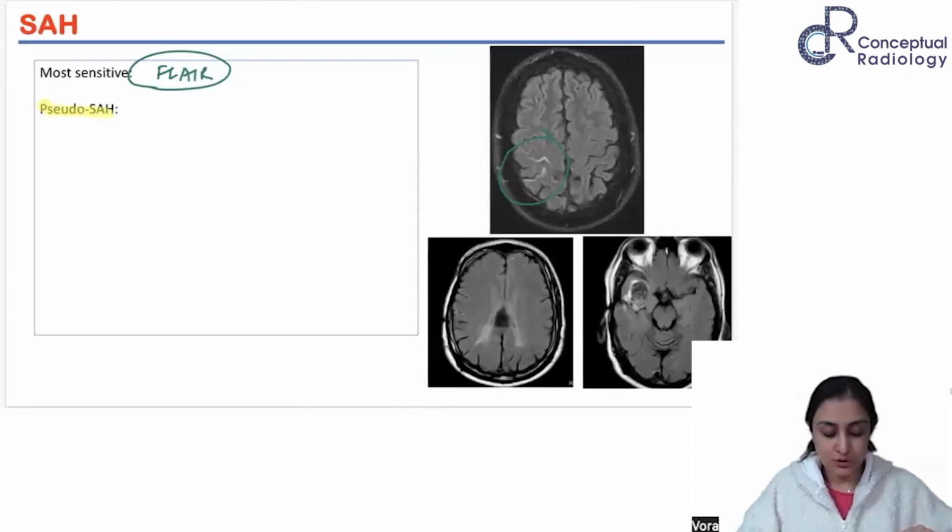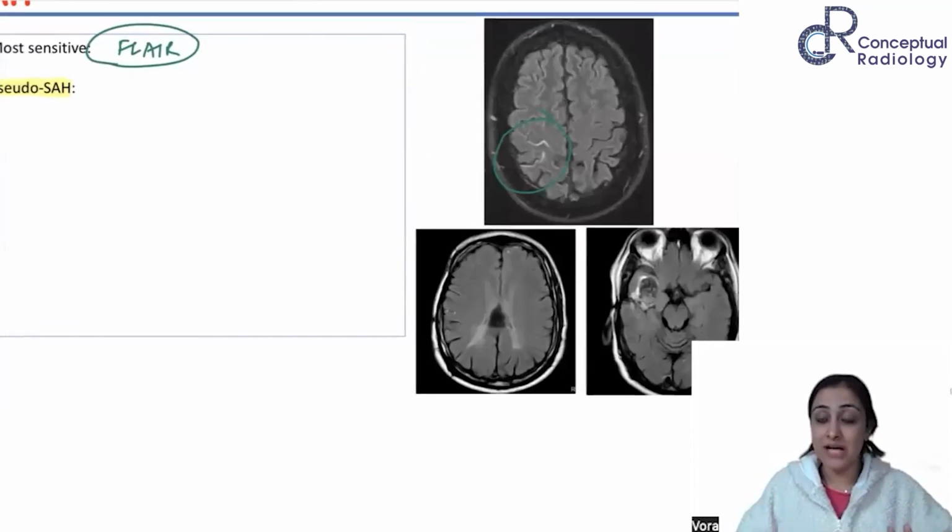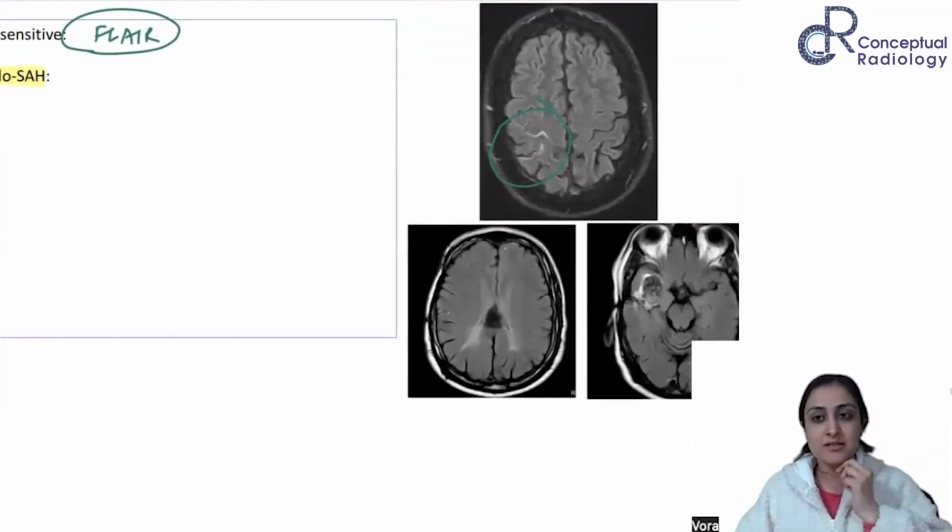Right. Let's come to this. This is a very important question that you get asked, if you become thoda senior JRs, your seniors will ask you this question, that what are the DDs of hyperintensity in the sulcal spaces? Can somebody tell me this?